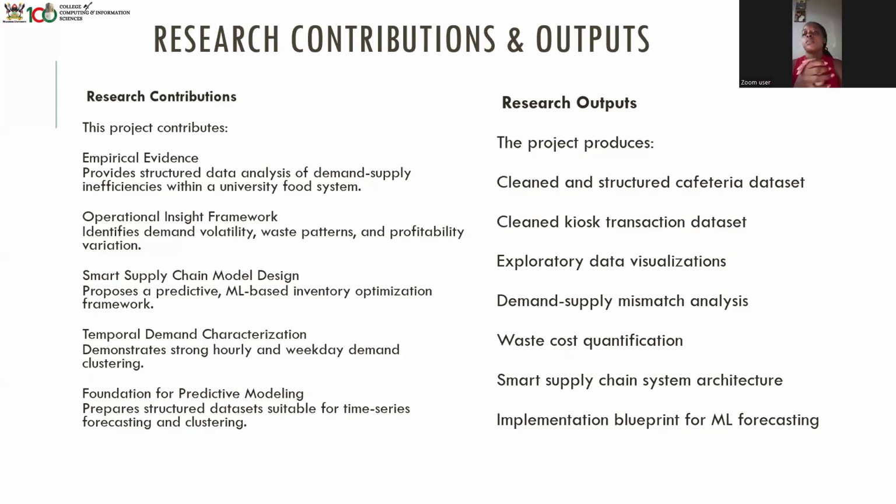Then the research outputs, these are the outputs of our project. We got a cleaned and structured cafeteria dataset, as well as the kiosk transaction dataset. Then we got visualizations from our exploratory data analysis. Then from the visualizations, we got the demand supply mismatch analysis that I talked about earlier. Then we were able to quantify waste, and we got a smart supply chain system architecture and a blueprint for our ML forecasting models. Next.